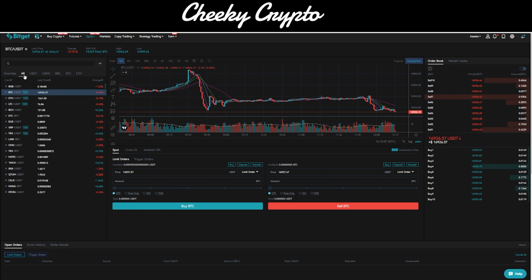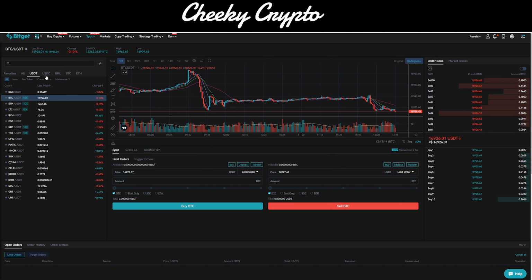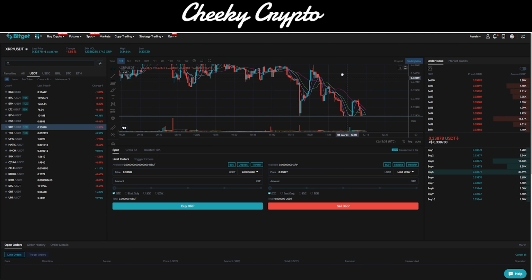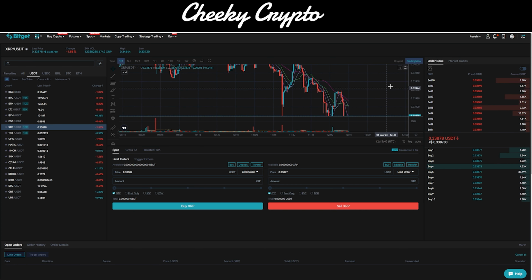By default, it usually loads up Bitcoin to USDT, for example, but you can choose any of these other assets. For example, we can go to USDT pairs, USDC pairs, and so forth. If we click onto USDT, we can find, say, XRP. Down at the bottom here, we can ignore the chart. That's not overly important for spot trading. You usually do your analysis outside of these exchanges. With that being said, you do have the ability to do the analysis here if you so choose.